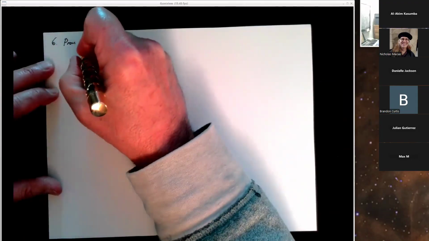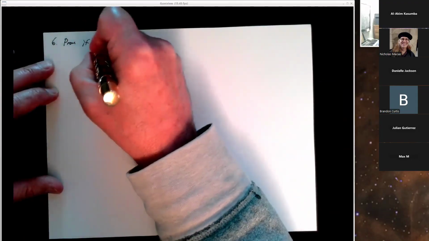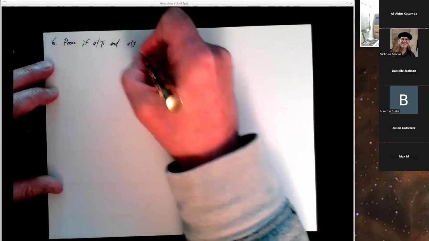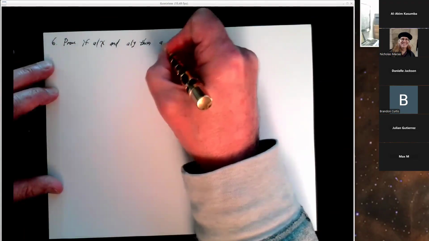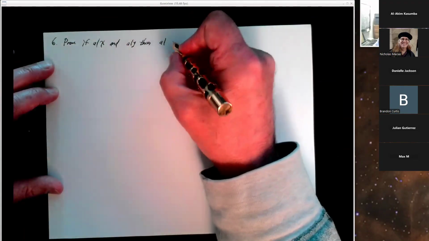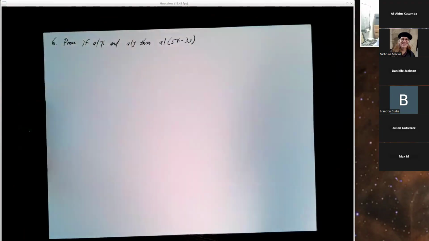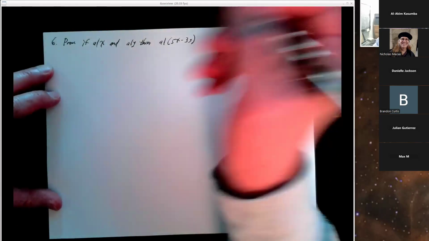So prove if a divides x and a divides y, then a divides 5x minus 3y. And this looked pretty good, the ones that I spot checked. Looks like most of you were on track with this. Again, it's the details sometimes that can cause some issues.